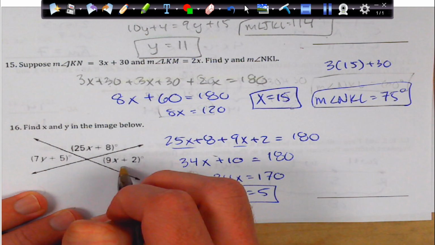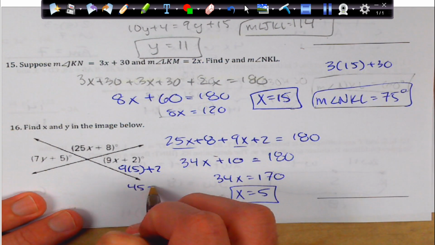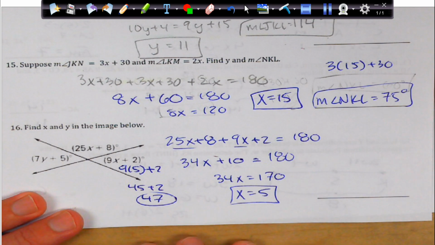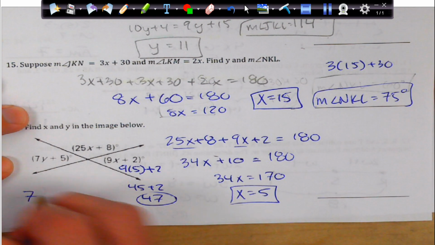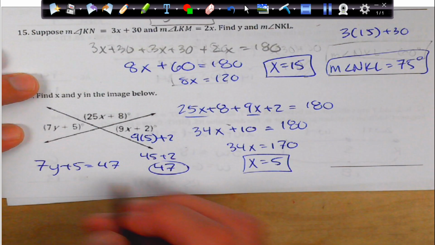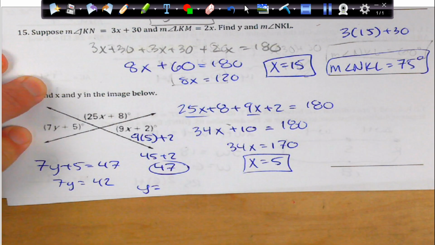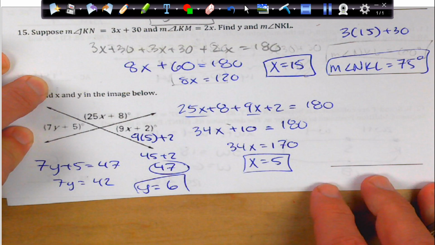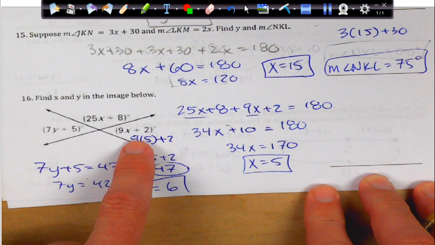So 9 times 5 plus 2. Ooh, I'm allergic to math. 9 times 5 is 45. 45 plus 2 is 47. So we're going to set 7y plus 5 equal to 47. Subtract the 5 on both sides, and you get 7y equals 42. Divide by 7, y should equal, I think that would be 6, if I'm not mistaken. And it is. Alright, so linear pair, add to 180, plug x value in, and vertical angles.